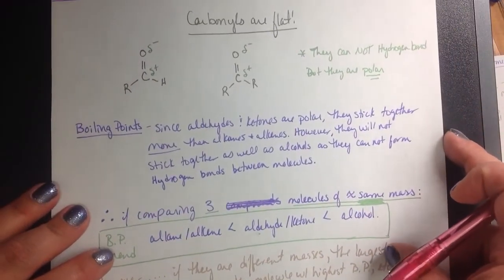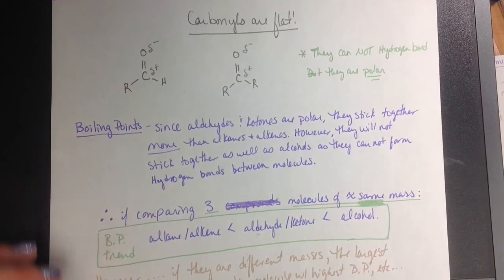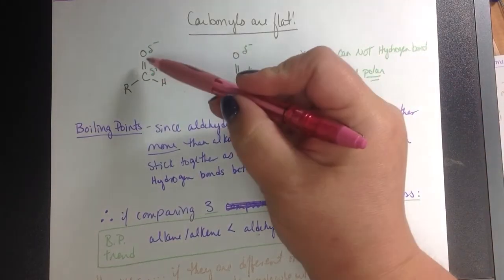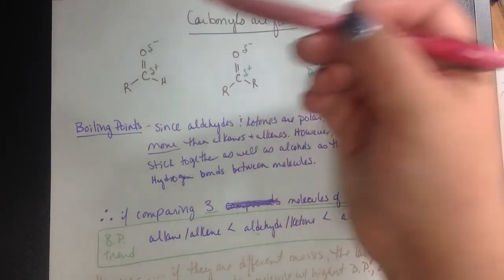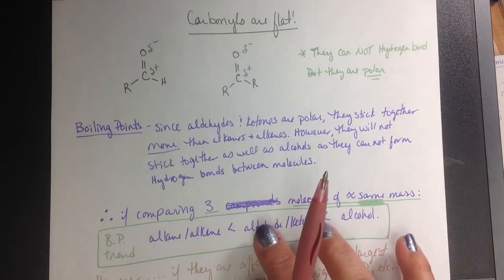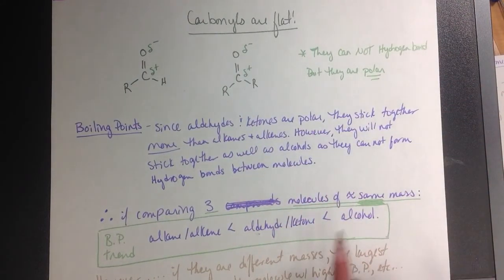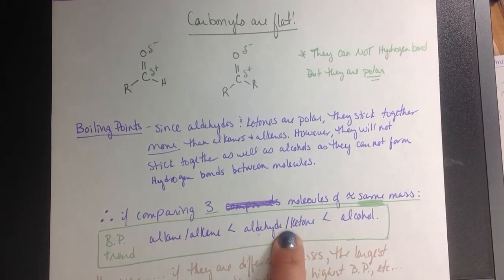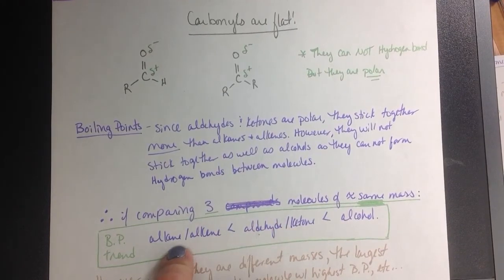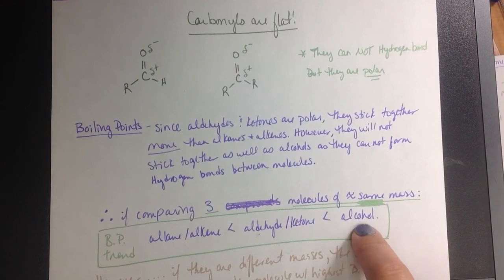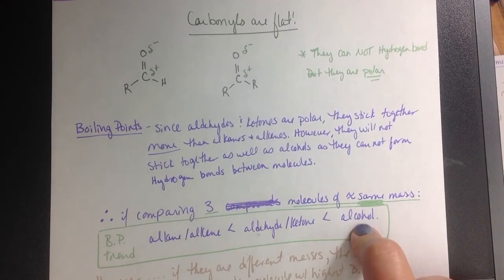Now, carbonyls are flat, but they also have polarity to them, which is going to affect their intermolecular interactions and physical properties. They're going to be involved in dipole-dipole interactions, but they cannot hydrogen bond. Therefore, their boiling points are going to be sort of in the middle. It's going to be higher than that of an alkane or an alkene, but they can't hydrogen bond, so they're not as high as an alcohol.